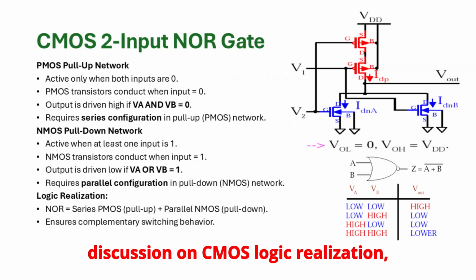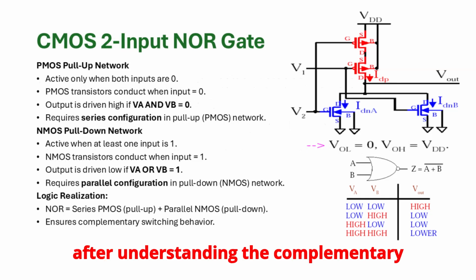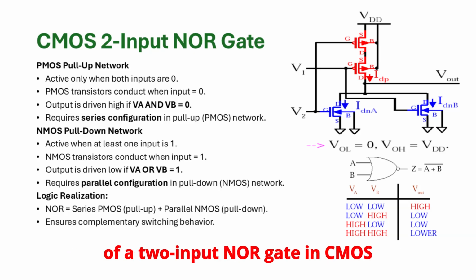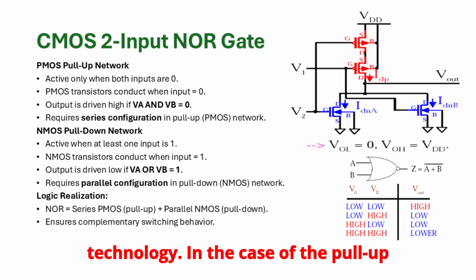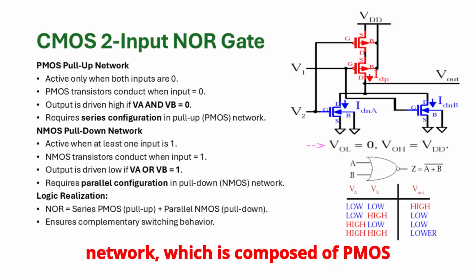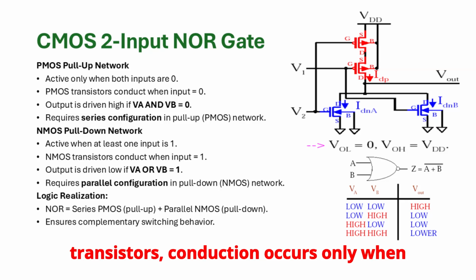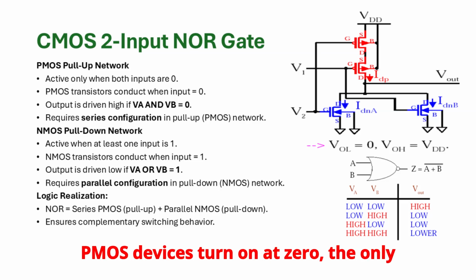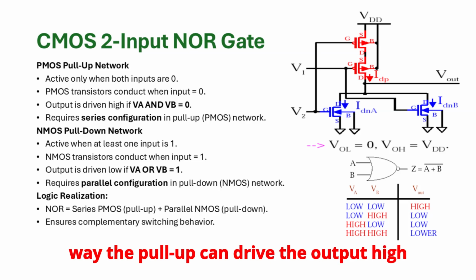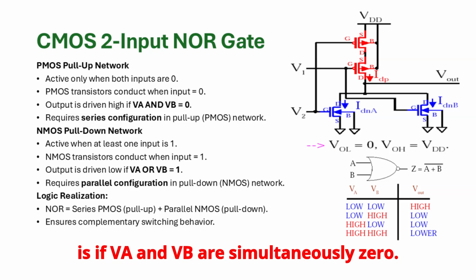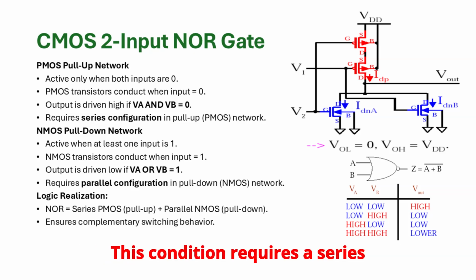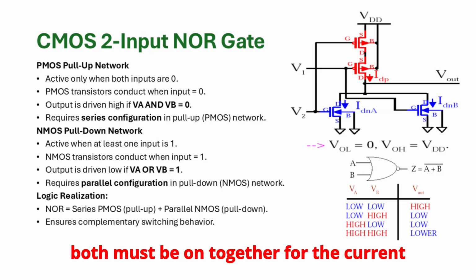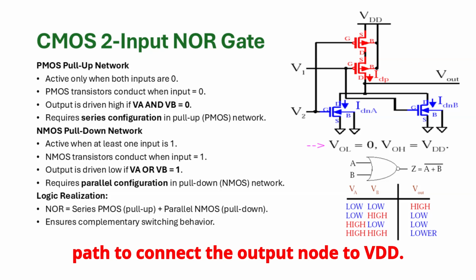Continuing our discussion on CMOS logic realization, after understanding the complementary principle of pull-up and pull-down networks, let us now analyze the working of a two-input NOR gate in CMOS technology. In the case of the pull-up network, which is composed of PMOS transistors, conduction occurs only when both inputs are logic 0. Since PMOS devices turn on at 0, the only way the pull-up can drive the output high is if VA and VB are simultaneously 0. This condition requires a series configuration of PMOS devices, because both must be on together for the current path to connect the output node to VDD.